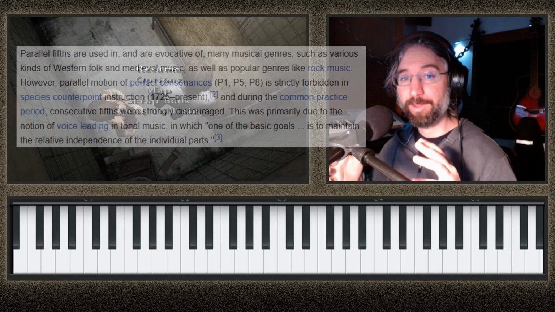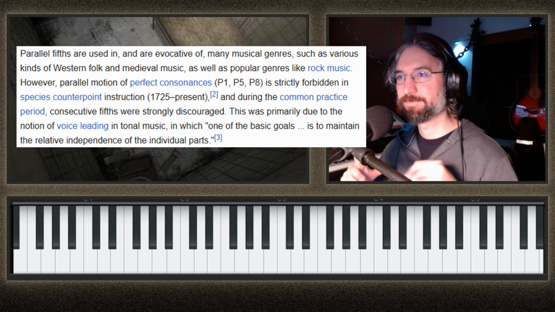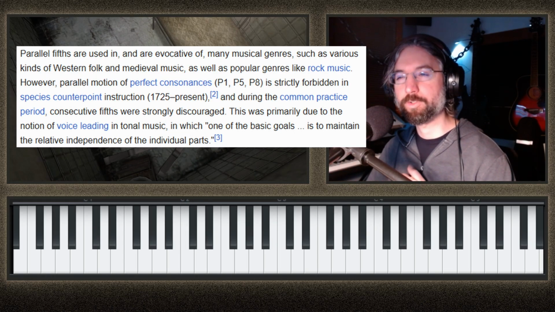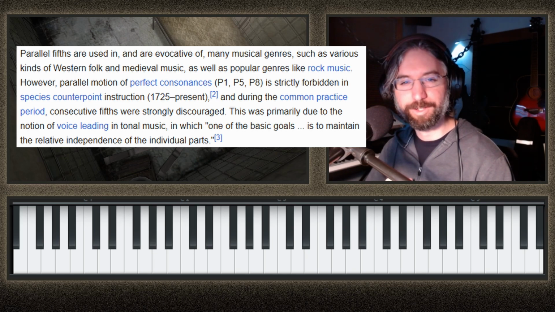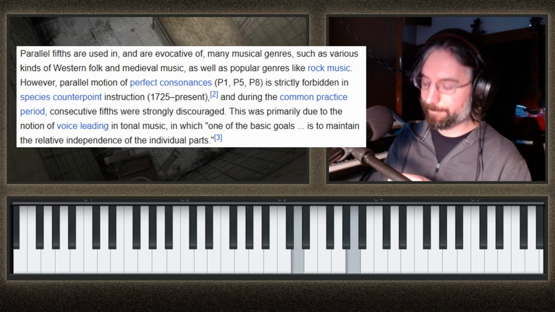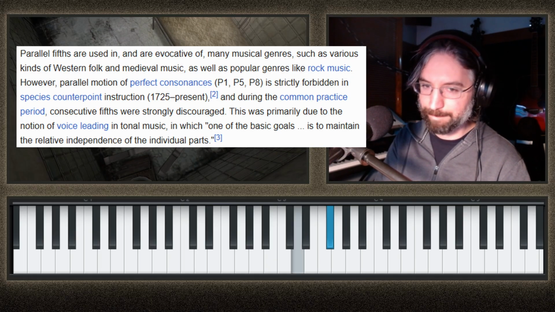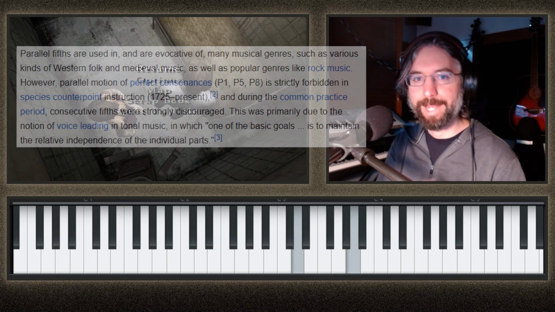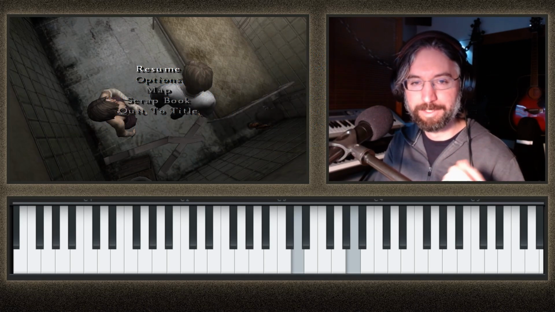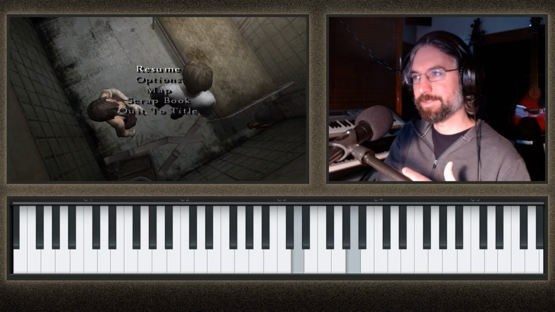Also, parallel fifths are a big no-no in traditional choral part writing. There's a lot of things to be said about fifths and parallel fifths. A fifth tends to sound hollow because you don't have a third defining whether it's major or minor. It has a little bit of ambiguity to it.